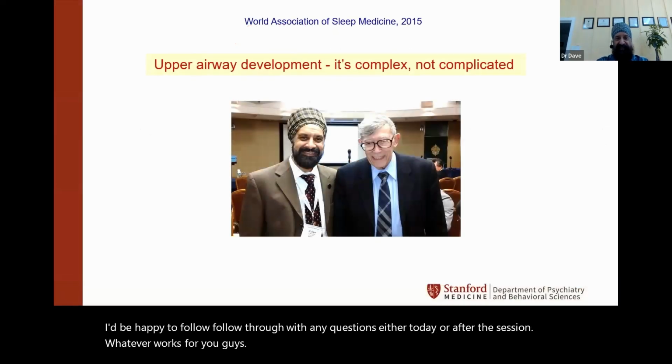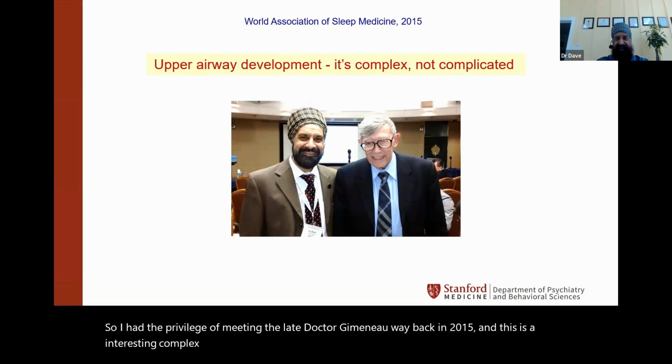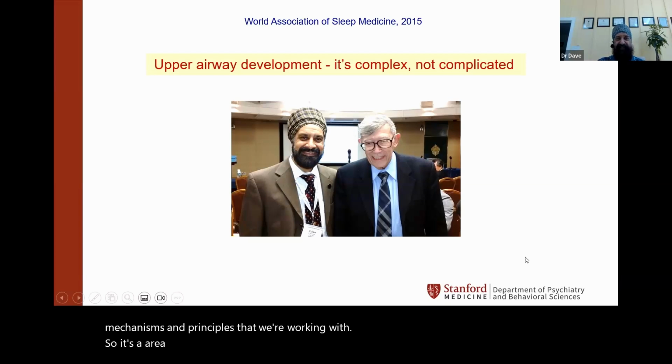So I had the privilege of meeting the late Dr. Gimino way back in 2015. This is an interesting, complex area, but it's not that complicated. We'll have to differentiate between complexity on the one side and how people sometimes complicate the understanding of the mechanisms and principles that we're working with. It's an area of active research and development, and it's just a great time to be working in this arena.